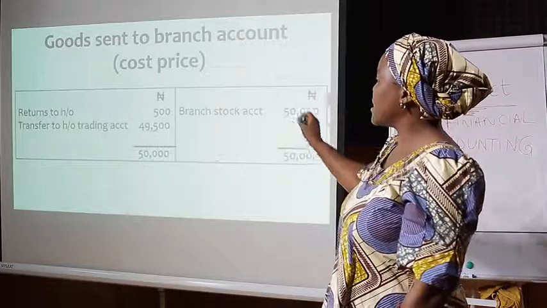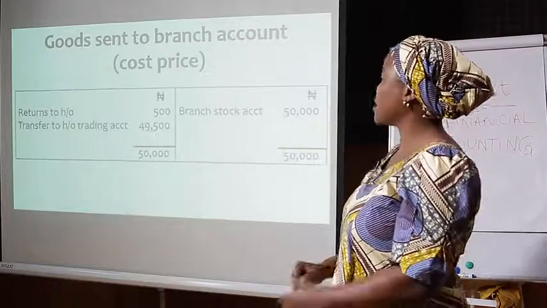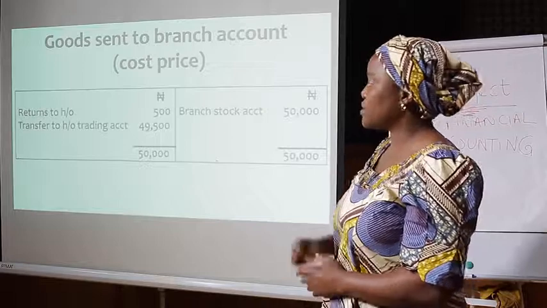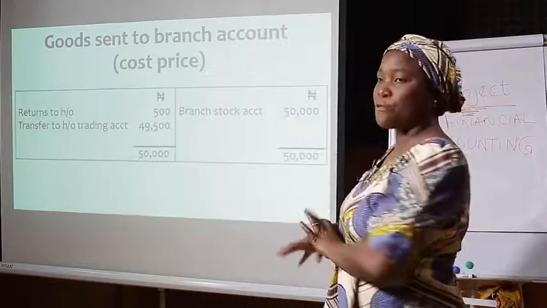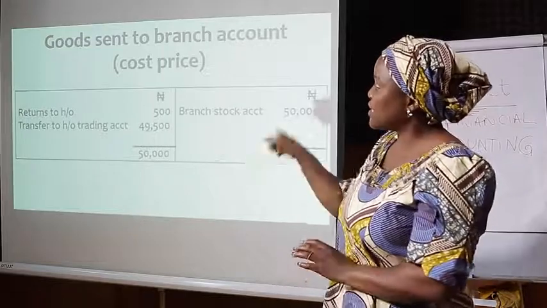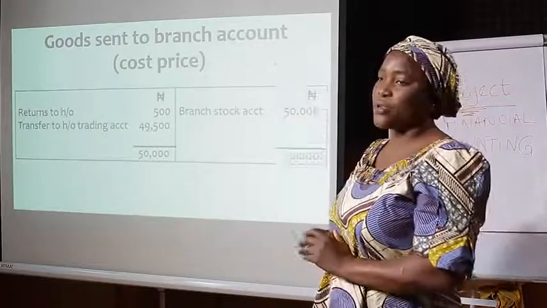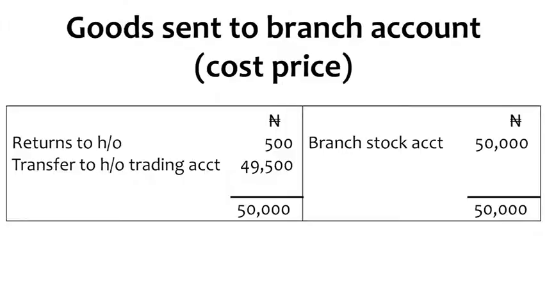On your credit side, branch stock account is 50,000 naira. Returns to head office is 500 naira. Then the difference, you can see that they sent the goods of 50,000 naira stock, and they returned 500, which is on your debit side. The difference between 50,000 naira and 500 is 49,500, which is going to be transferred to your head office trading accounts. And our balance will be covered with 50,000 naira.